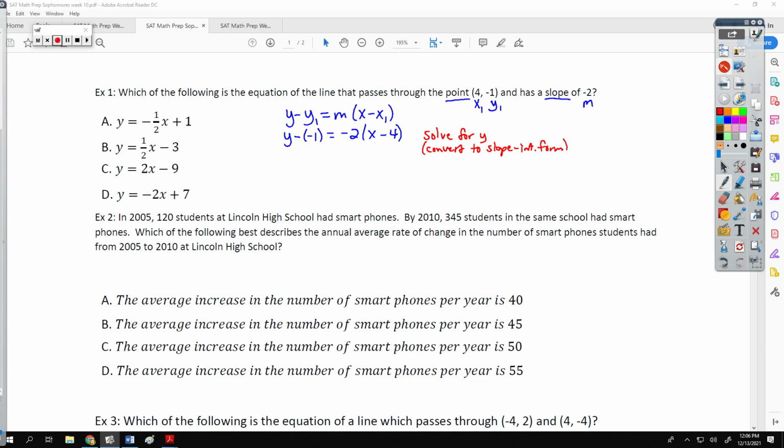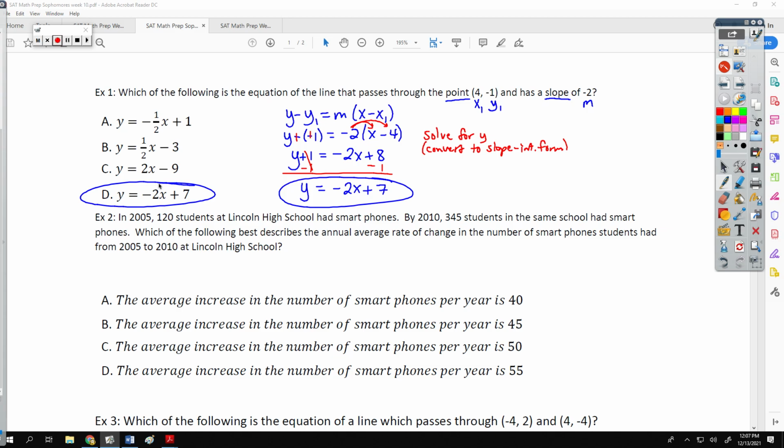So that would involve distributing the -2 and getting rid of this double negative here, which would give us y plus 1 equals -2x plus 8. And then we would subtract 1 from each side. And that would give us our answer in slope-intercept form, y equals -2x plus 7. y equals -2x plus 7, or D, is the equation of the line that passes through that point with that slope.